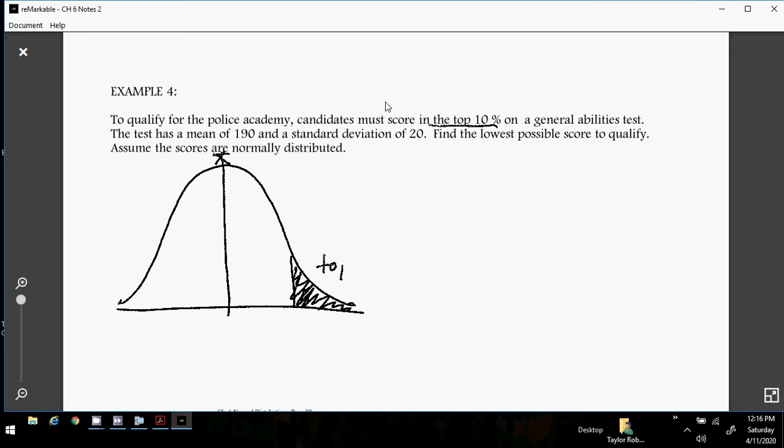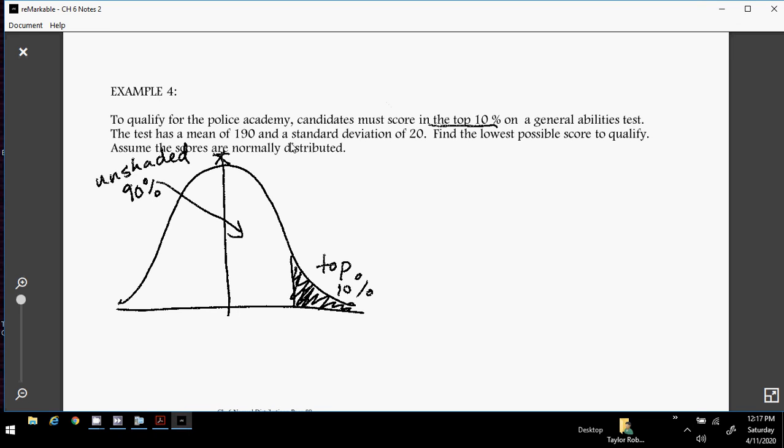And I'm kind of estimating here. That's the top 10%. So on the left, this unshaded region, what percent would be there? Well, if 10% is shaded, then 90% is not shaded. Okay, so we're going to keep reading.